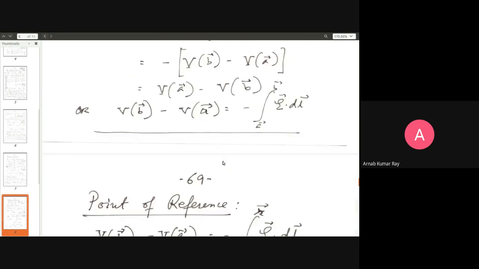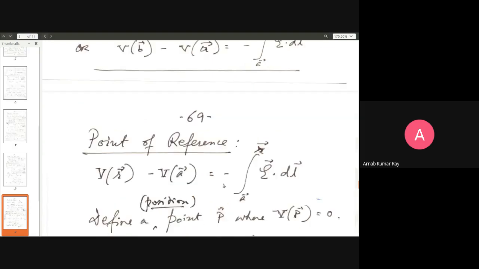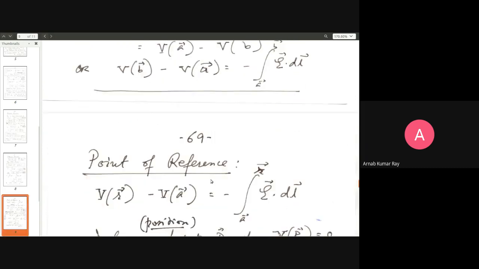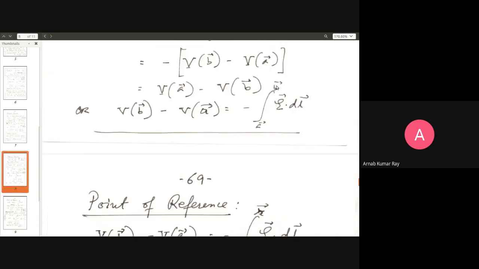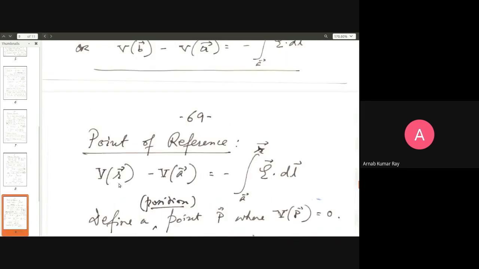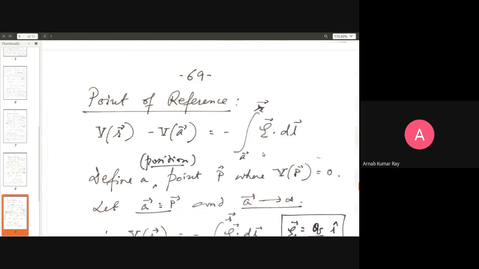The next thing that we shall have to do is to take up the idea of a point of reference. What is this point of reference business? Instead of B, I'm writing a general point R. A is a fixed initial point, and earlier, B was a fixed final destination point. But instead of B, I'm taking a general point R, and wherever I had a B, I'm writing R.